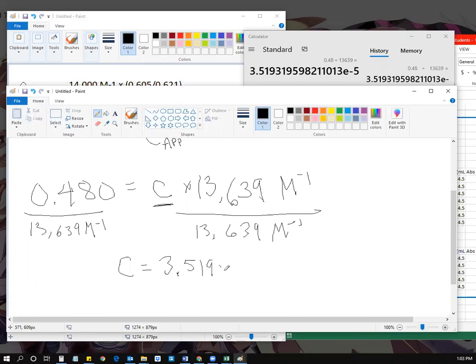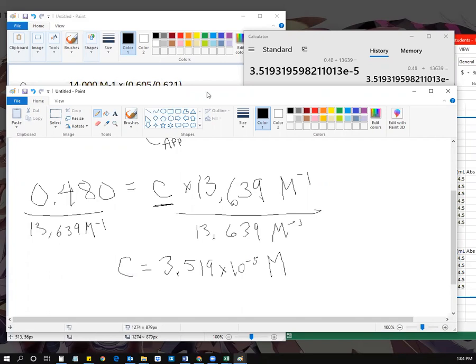3.519 times 10 to the negative 5. And the units for this is going to be molar, because per molar is in the denominator. And if something's in the denominator with a power of -1, essentially you can just flip that back up to the numerator with no exponent or anything like that. So pretty much we can just tack on the units molar here.